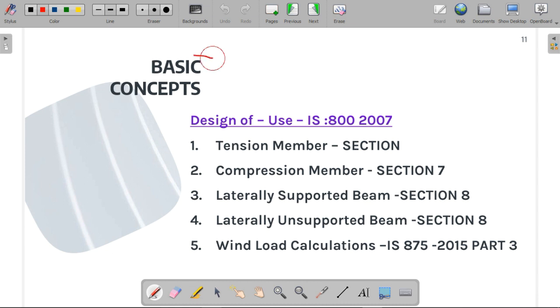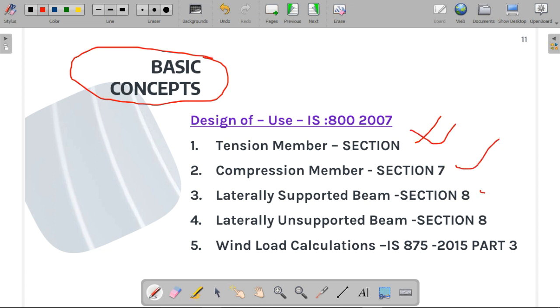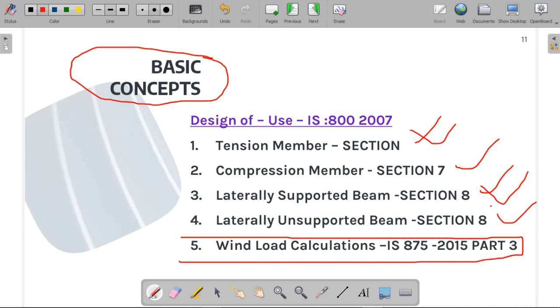Now what we are going to design for this entire truss is the tension member design, the compression member design, the laterally supported beam and laterally unsupported beam, and along with that, the most critical part of our design is the wind calculations. We'll be trying to calculate the wind loads according to IS 875 part 3, which has now been revised in 2015. Some of you might not have this code, so try to download it and refer to it, because it is slightly different from the earlier version, with additional parameters that need to be considered for the calculation of wind.